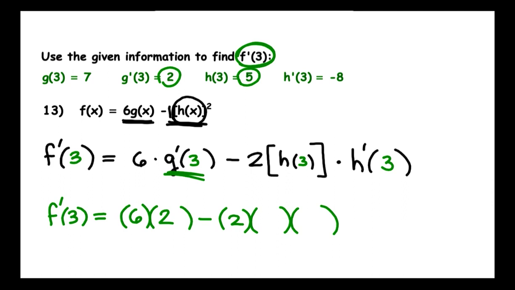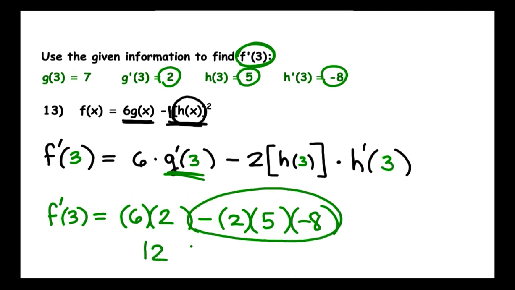H of 3 is 5. H prime of 3 is the negative 8. See what this makes. We've got 12. Minus negative, that'll be a plus. 2 times 5, that's 10 times 8 is 80. 80 plus 12, it's 92.